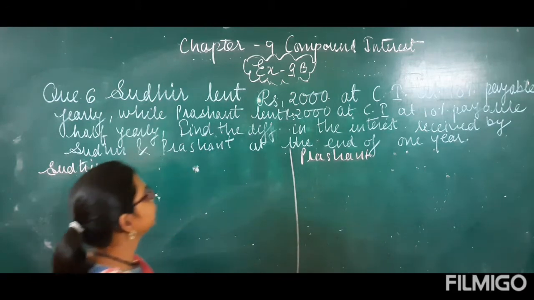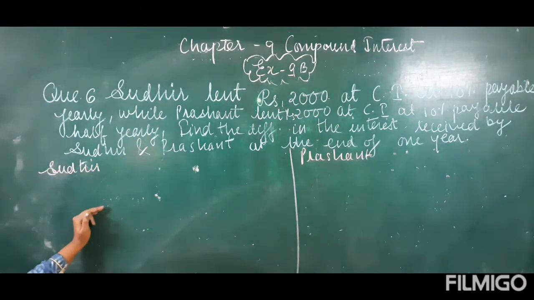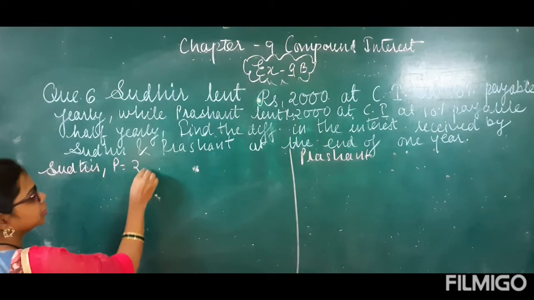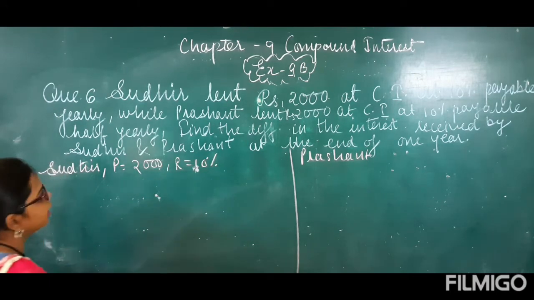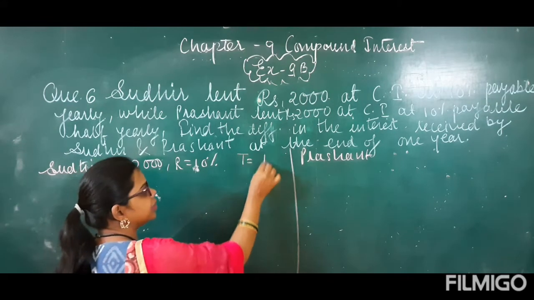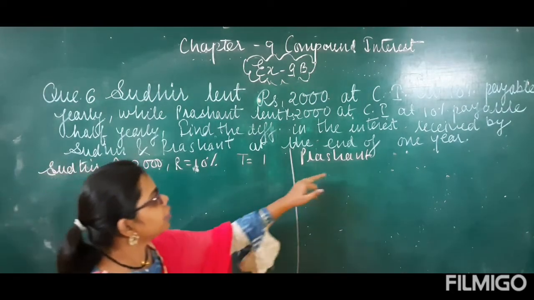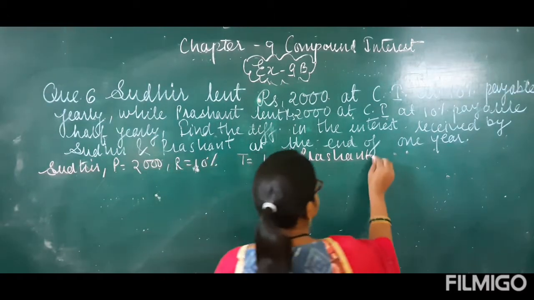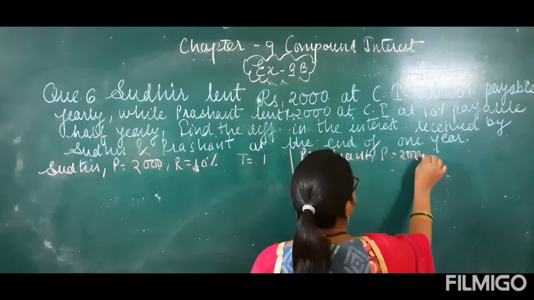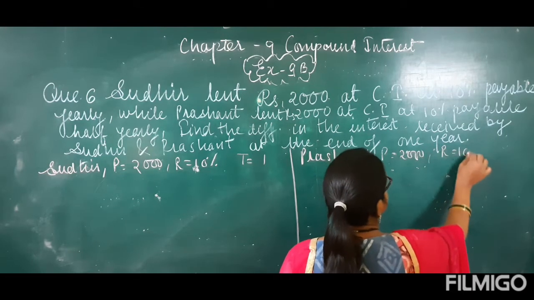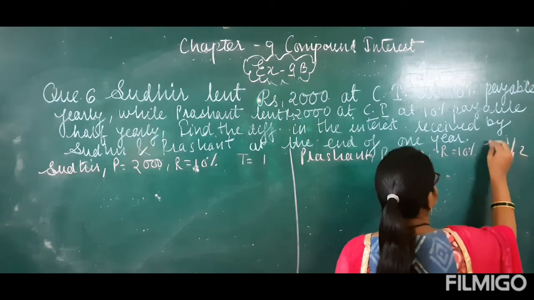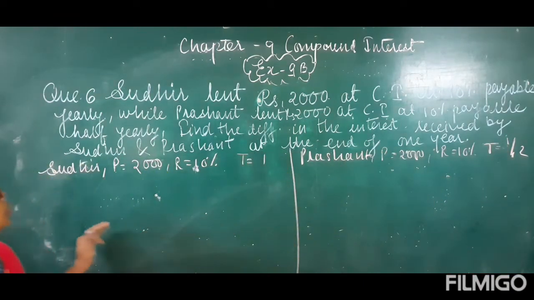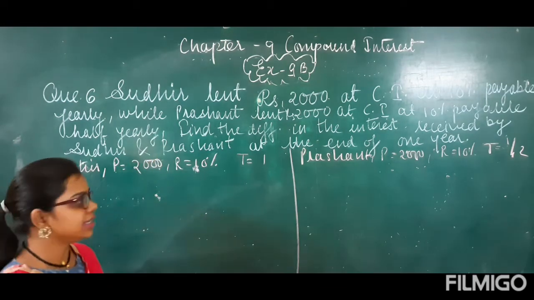So what is given here in Sudhir, he lends rupees 2,000 at compound interest at 10% payable. Means principal here is 2,000 rupees, rate is 10%, and time is given to you as yearly, that means 1 year. Similarly for Prashant, principal is 2,000 rupees, rate is 10%, and time is given as half yearly. Okay, so what we have to find is the difference in the interest.